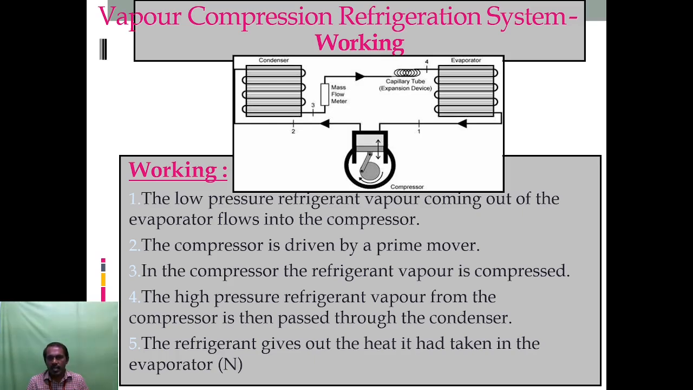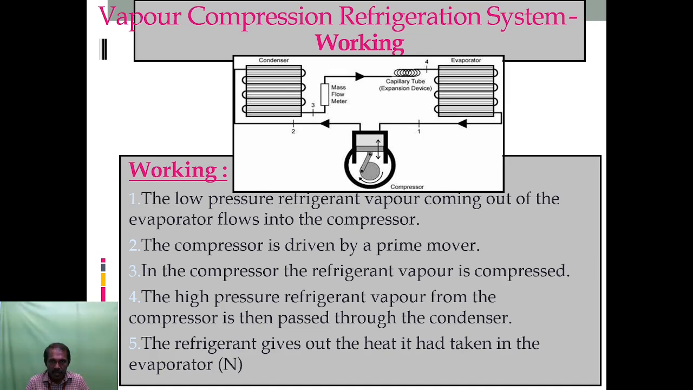It is the same layout as the vapor compression refrigeration system: compressor, condenser, expansion valve, evaporator. So here the process of refrigeration is the same, but one part is added, which is the receiver tank.